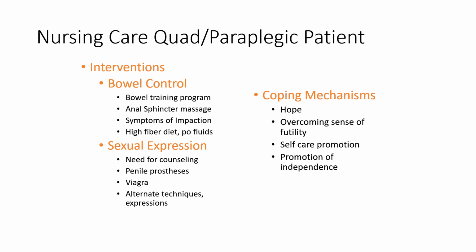Coping mechanisms, we want to always foster hope and help them overcome a sense of futility. Some of the emotions after a cord injury, of course, are shock and disbelief, denial, reaction, mobilization, and then eventually coping. So we want to help with that process, help teach them and promote self-care and independence, which is the goal of rehab, is to promote as much independence as possible.